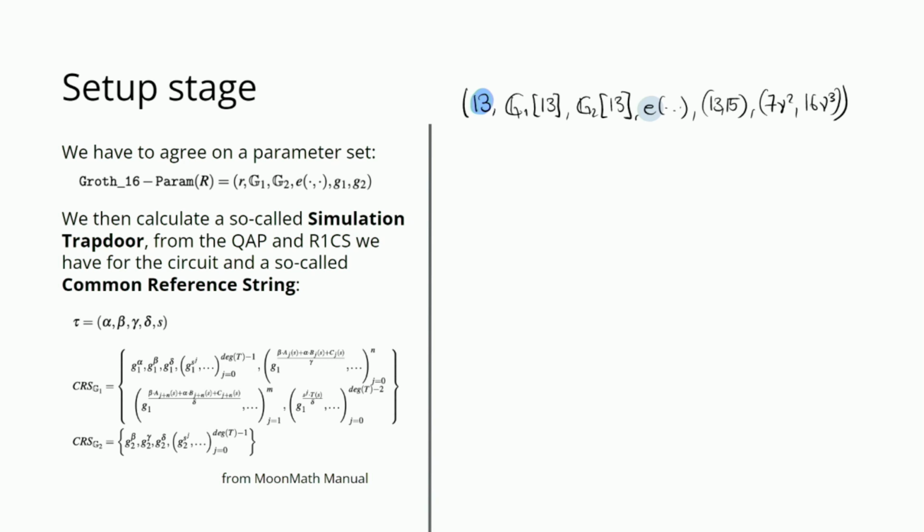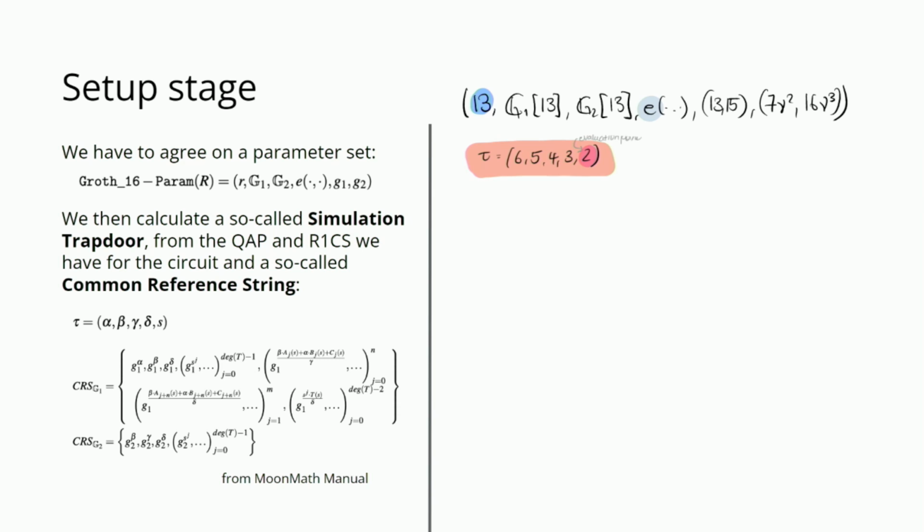Okay, so first we still have to understand what setup we would do. First, the parameters: as I mentioned, F13, we have the groups G1 and G2, we have the pairing, and we have the generators of those groups as the parameters. Calculate is maybe the wrong word, but we have to think about a simulation trapdoor, and we then calculate a common reference string from that. That simulation trapdoor is also called toxic waste, in case you ever see that.